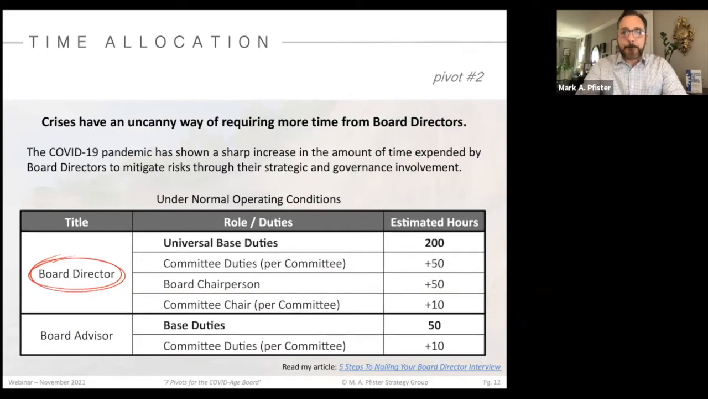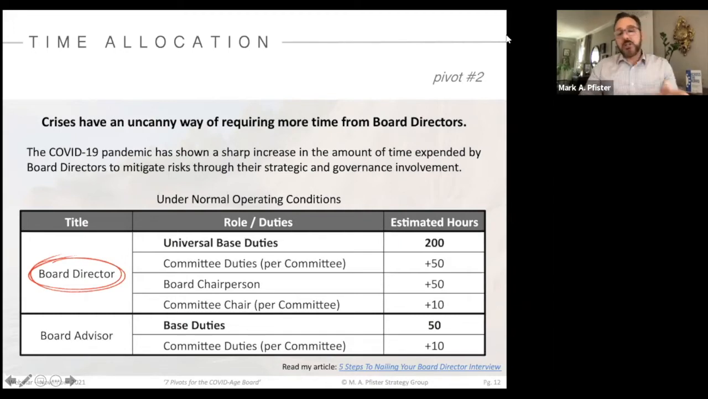All right. Another pivot, number 2: time allocation. So we've likely all heard of the required time or the accepted amount of time as it relates to a board director's commitments for each one of the boards they serve on. But crises have this uncanny way of requiring more time from board directors, right? Shouldn't be a surprise. So throughout this COVID-19 pandemic, especially in the early months, we saw an incredible spike and a sharp increase in the amount of time required by directors to not only work through the mitigation of risks, but also through the strategic and governance involvement that was needed from these boards.